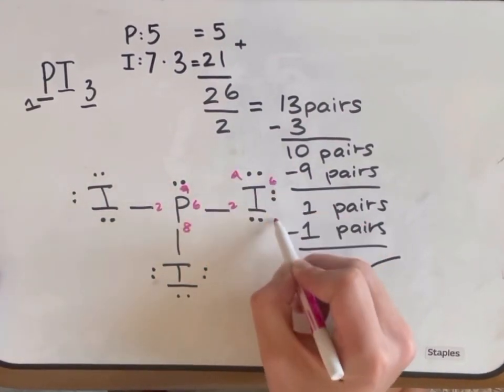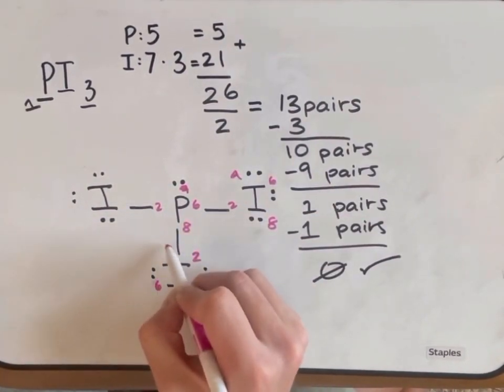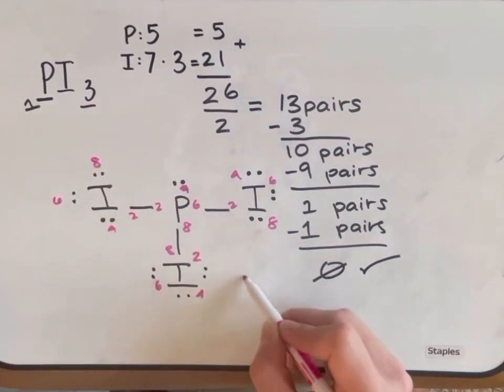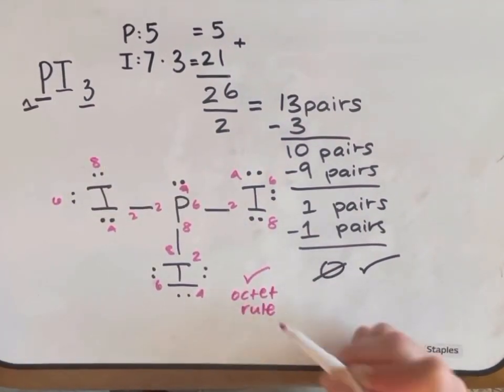And now we have to check. P has 8 electrons around it. All of the I's have 8. So that is a check for the octet rule, and that's what we want to make sure about. All right, let's do another question.